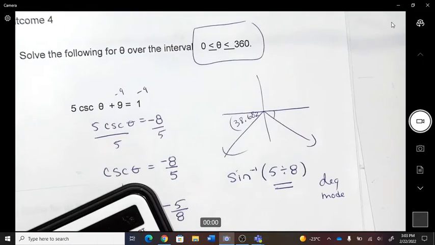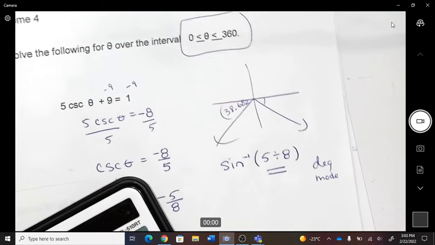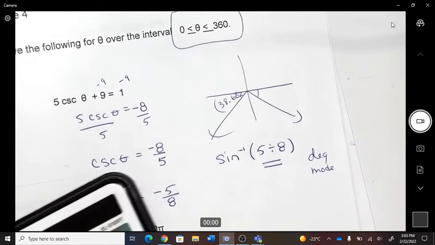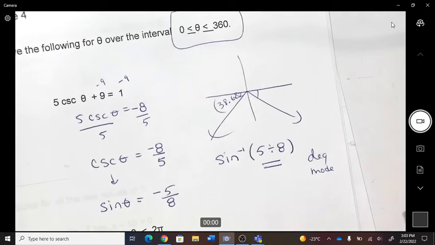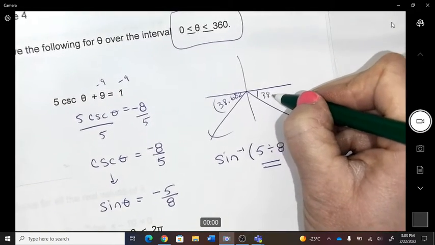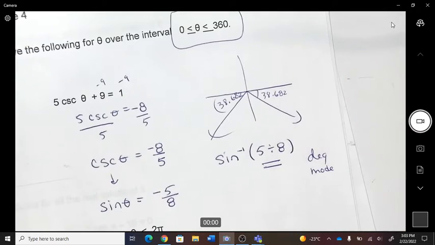So I'm getting 38.682. Both sides, right? Yeah, both sides. It just is telling me how far off the axis I am. That's what that number is. So that's how far I am away from the axis, which is called your reference angle.